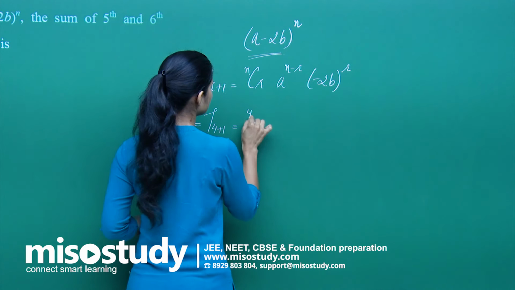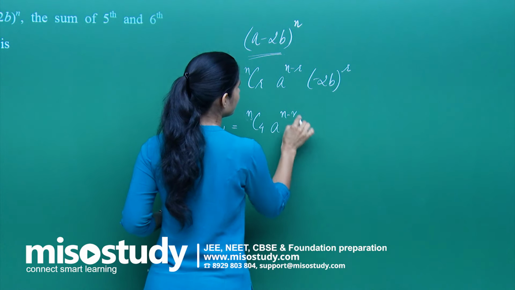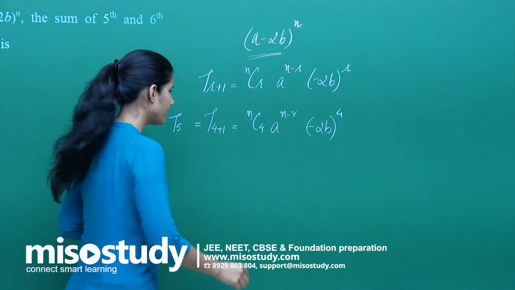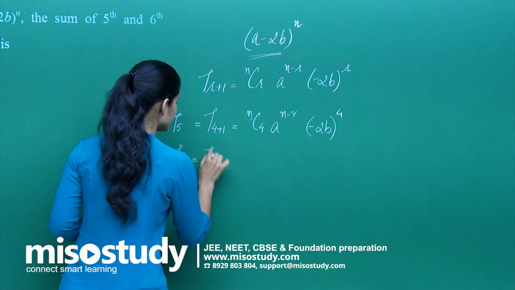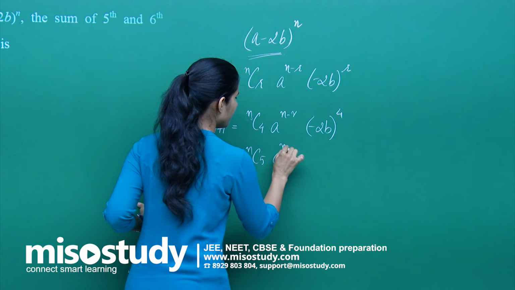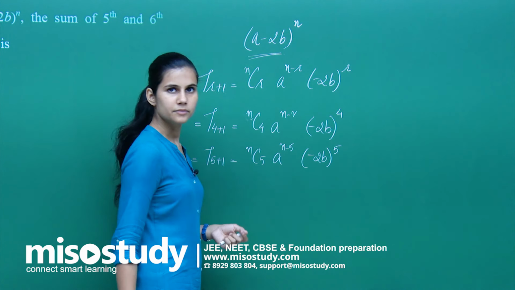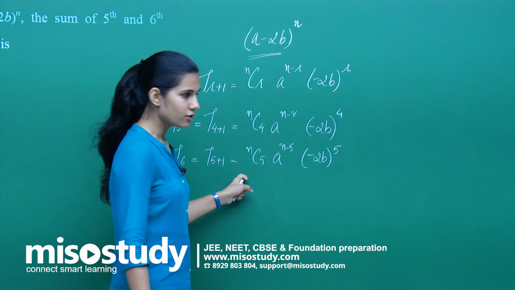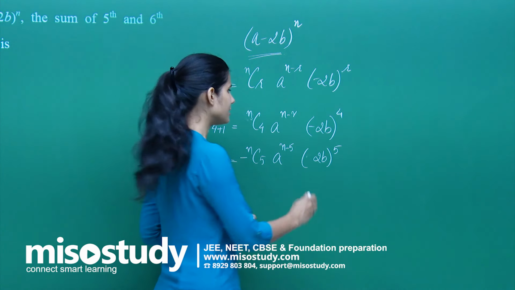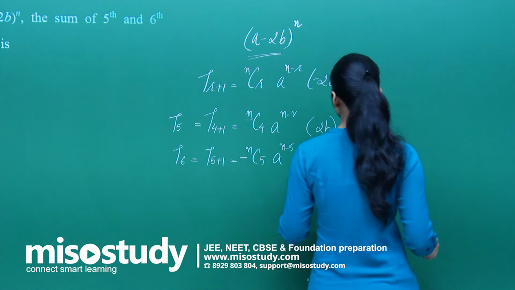So this becomes nC4 a to the power n minus 4 into minus 2b whole to the power 4. And what about the 6th term? It is T5 plus 1, which is nC5 a to the power n minus 5 into minus 2b whole to the power 5. Now they are adding up to give you 0. You know that minus 1 to the power 5 is minus 1 and minus 1 to the power 4 is 1.